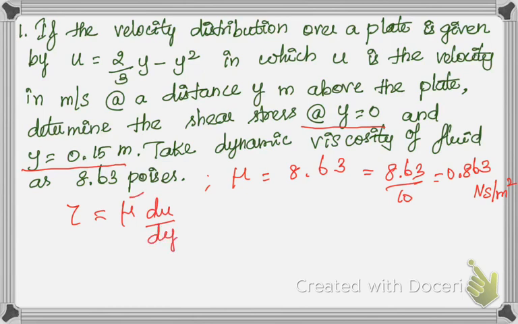So here the value of mu is given to me. I have to get the value of y, and I have to determine the value of du by dy. Only then, by multiplying it by mu, I will be getting the value of shear stress. So for that my u value is given to me in the problem. So just differentiate it and get the value of du by dy. So u is equal to 2 by 3 y minus y square. Just differentiate it with respect to y to get the value of du by dy.